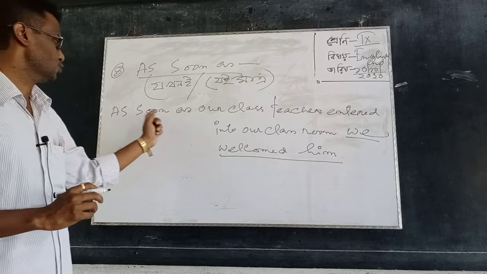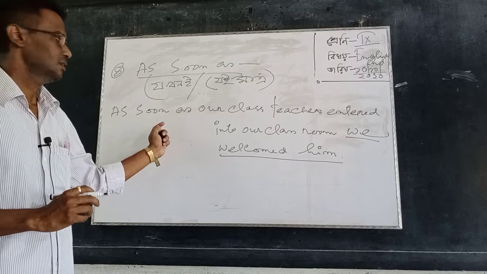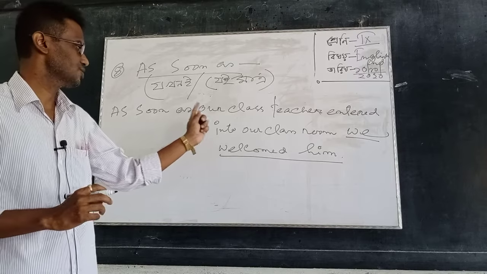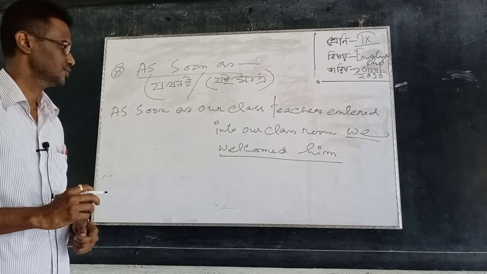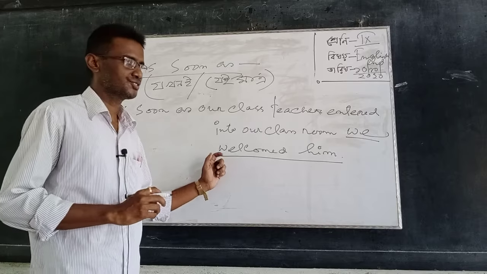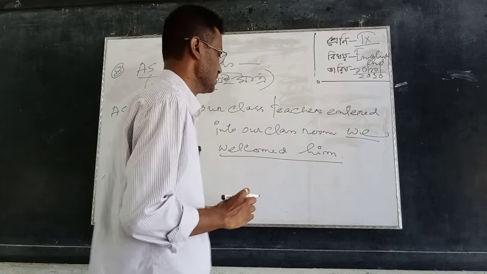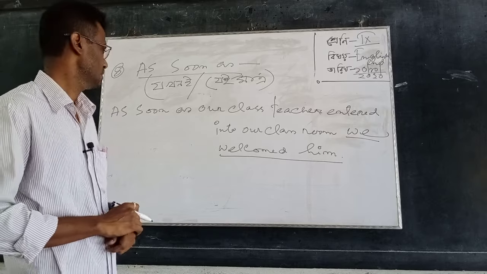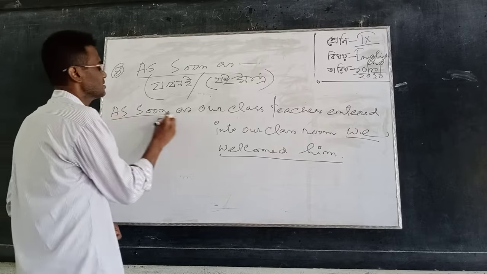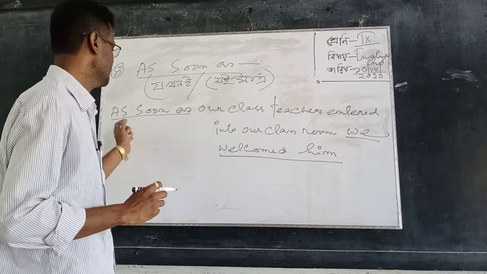This sentence contains "as soon as", and the first clause is past tense. So the next clause will be past indefinite tense. Both clauses will be past indefinite tense. "As soon as" is a subordinating conjunction.